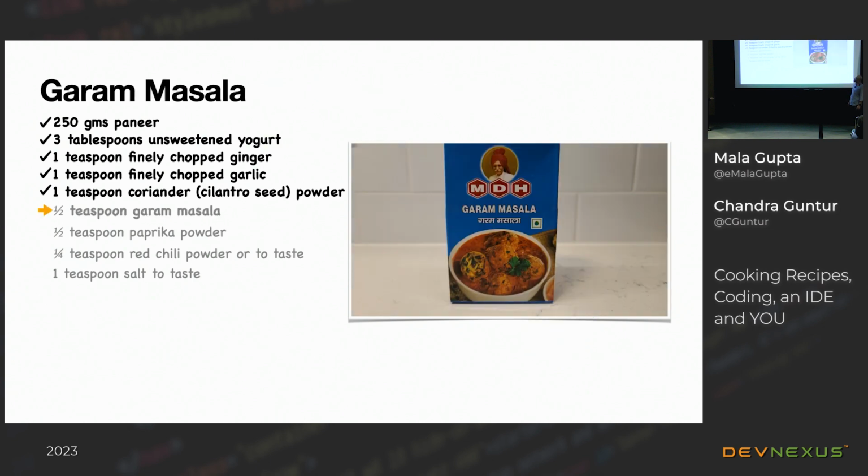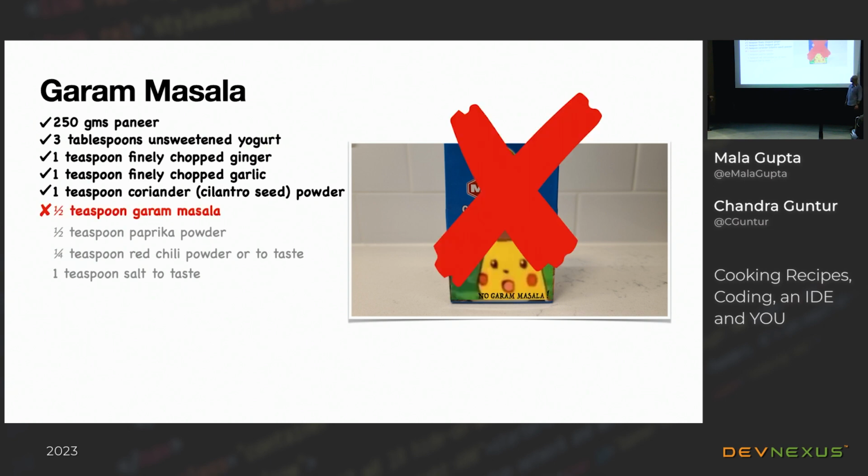And do we have garam masala? Oh, I think we ran out of garam masala. So garam masala is a magical Indian masala, which is a mix of 9 to 13 masalas. So we can't do without this part. So let's see what we do about it.